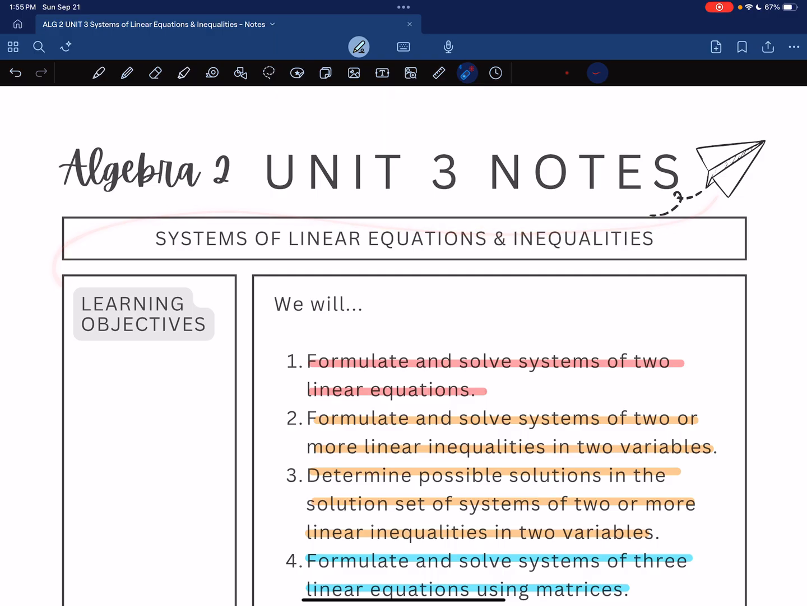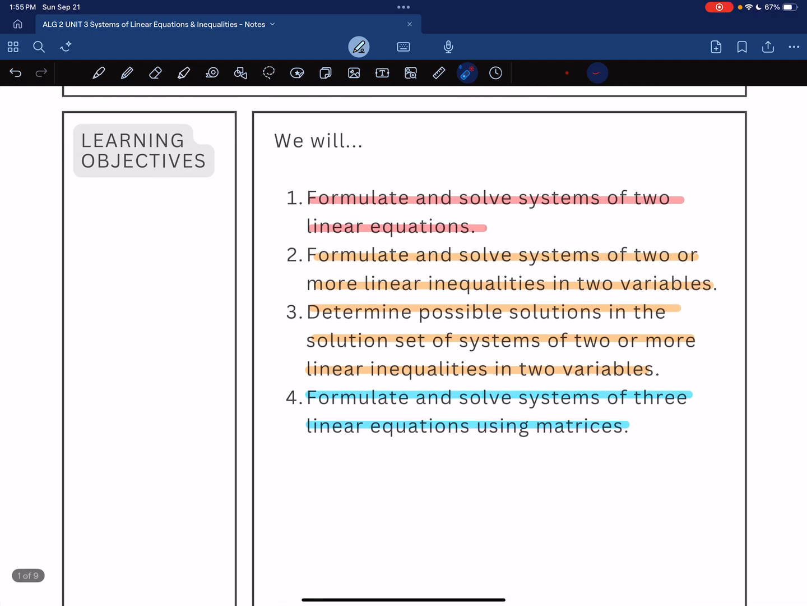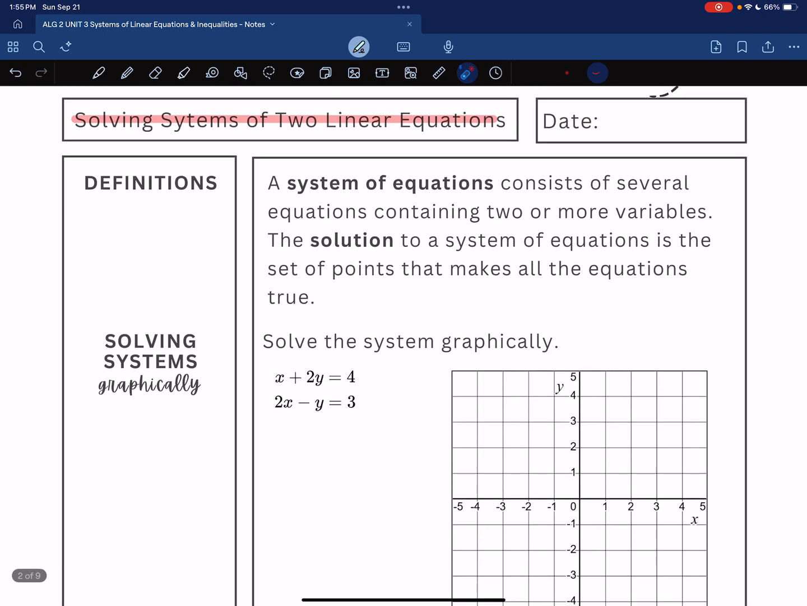We are in our Algebra 2, Unit 3, where we're discussing systems of linear equations and inequalities. And our learning objective in this video is that we will formulate and solve systems of two linear equations. Actually, our first several videos in this series are going to be all about that objective because there's lots of ways to solve. And the first way that we're going to see is solving by graphing.